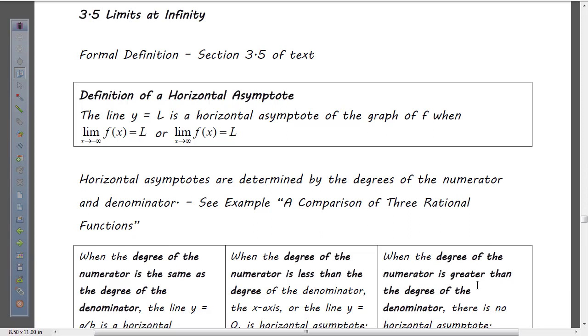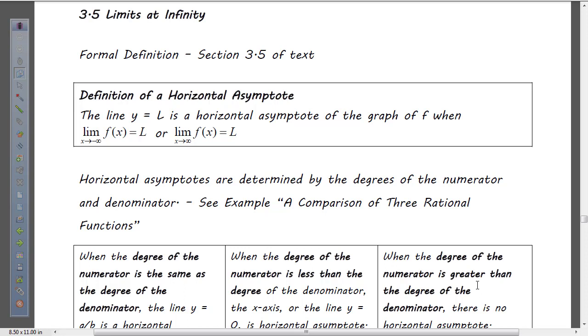Okay, so we're almost ready to start graphing our functions, but before we do that, we need to talk about limits at infinity, or how our graph behaves as x goes towards minus infinity or positive infinity. And so when we talk about this, potentially, we could come up with a horizontal asymptote.